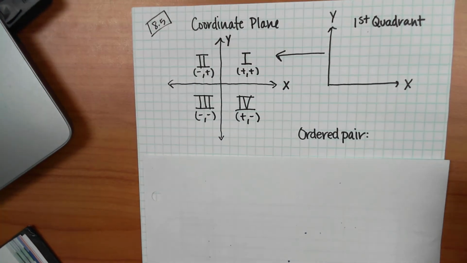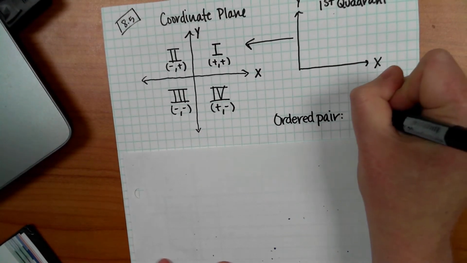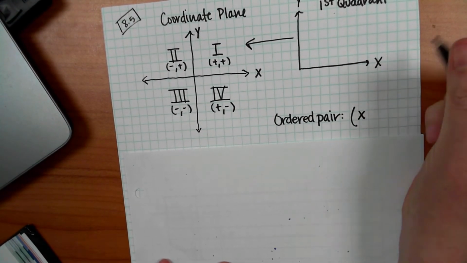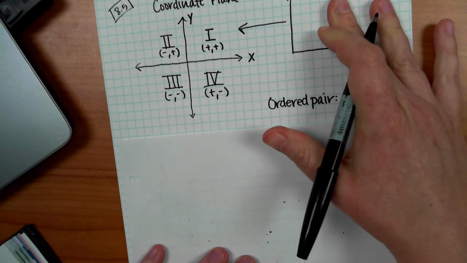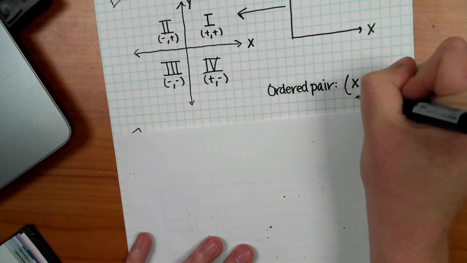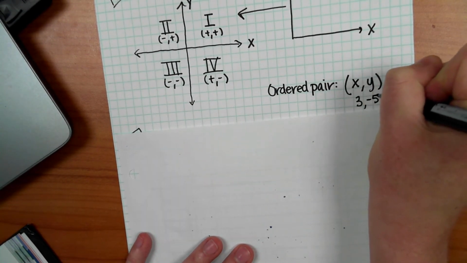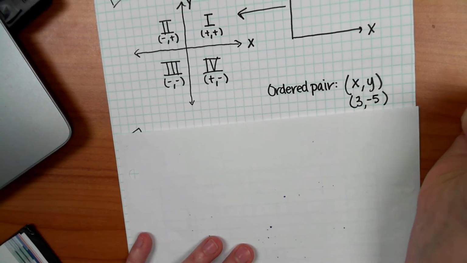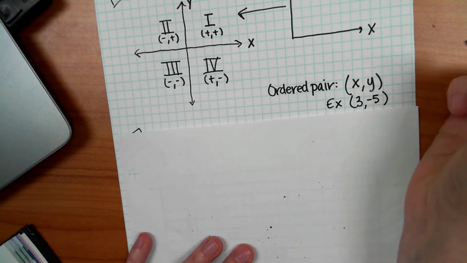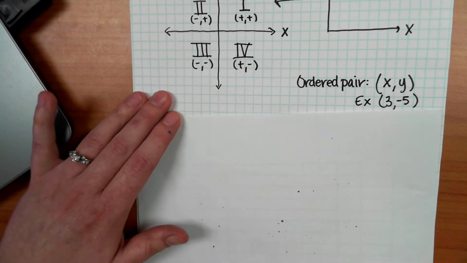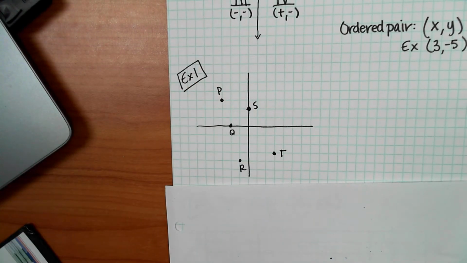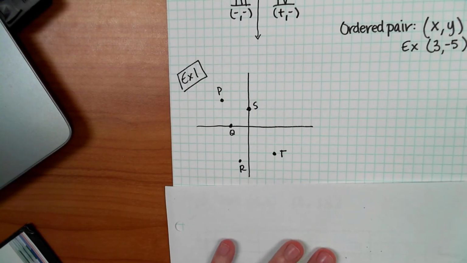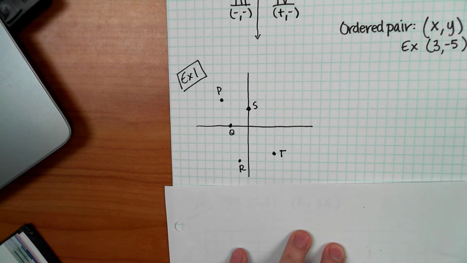Thinking about your X, Y coordinates. So remember, the ordered pair is your X coordinate first, left or right, and your Y coordinate next. And it's read the ordered pair of 3, negative 5 would be an example of an ordered pair. Okay, so now we're going to move on to example 1. And example 1 gives us these points and says which point is at a certain place.